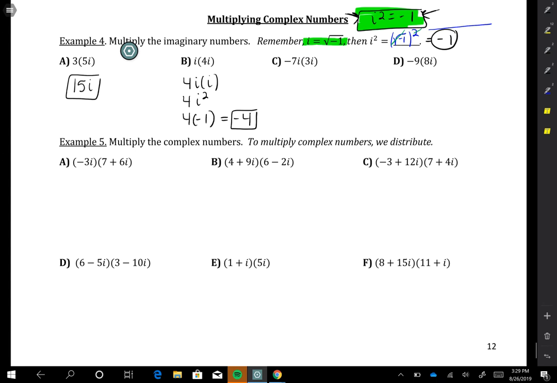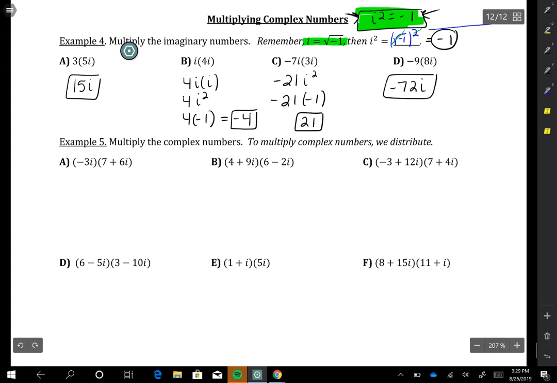All right, letter C. Now I have -7i times 3i. So -7 times 3 is -21. i times i is i squared. Remembering that i squared is -1, I'm going to take -21 times the -1, and that gives me +21. Finally, D, I have -9 times 8i. So that is simply -72i.